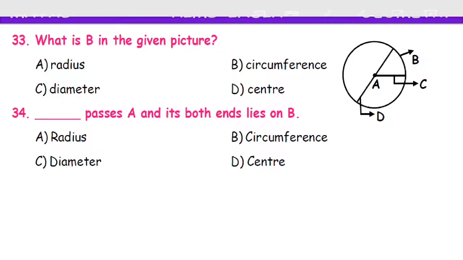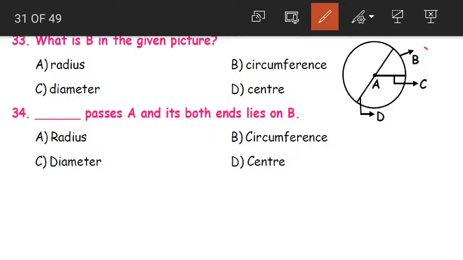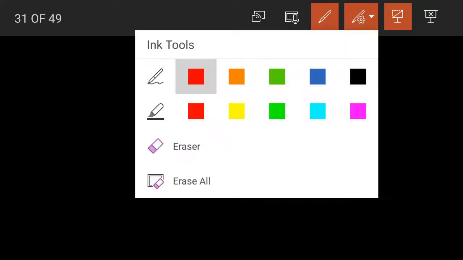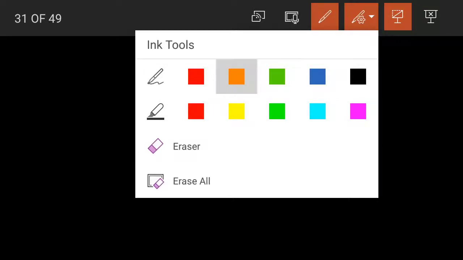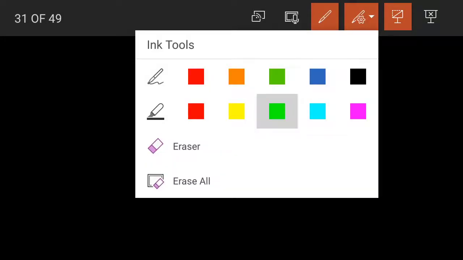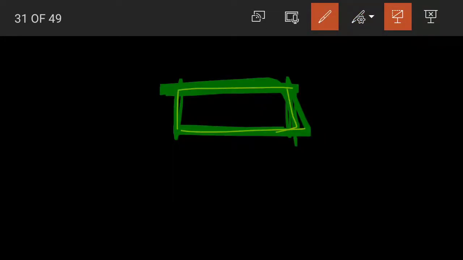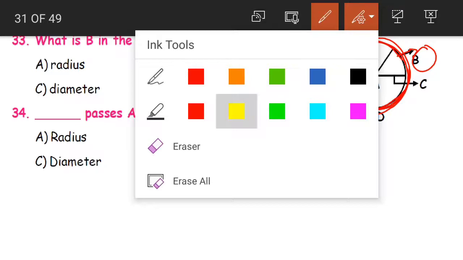Question 33. What is B in the given picture? What is B here? B is showing as arrow mark. That means this entire circle, how much ever we are drawing, the perimeter of the circle. Do you remember the perimeter of shapes, children? What is the perimeter? Perimeter is nothing but the boundary. Along the boundary line, when we count the entire boundary, it will be the perimeter of the given figure. Yes. What is the area? Area is nothing but the area occupied inside. Yes or no?